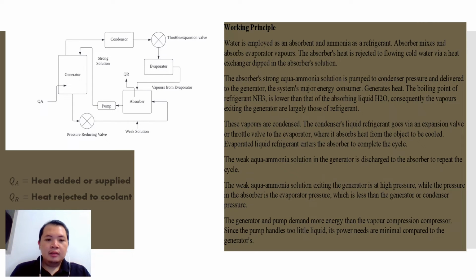Now I'm going to explain about the schematic diagram that we have come up with. From the diagram, there are a few components that we have inserted, which are the generator, condenser, evaporator, and absorber. In the diagram, there are a few labels, which are the QA, the heat added or supplied, and the QR, which is the heat rejected to the coolant.